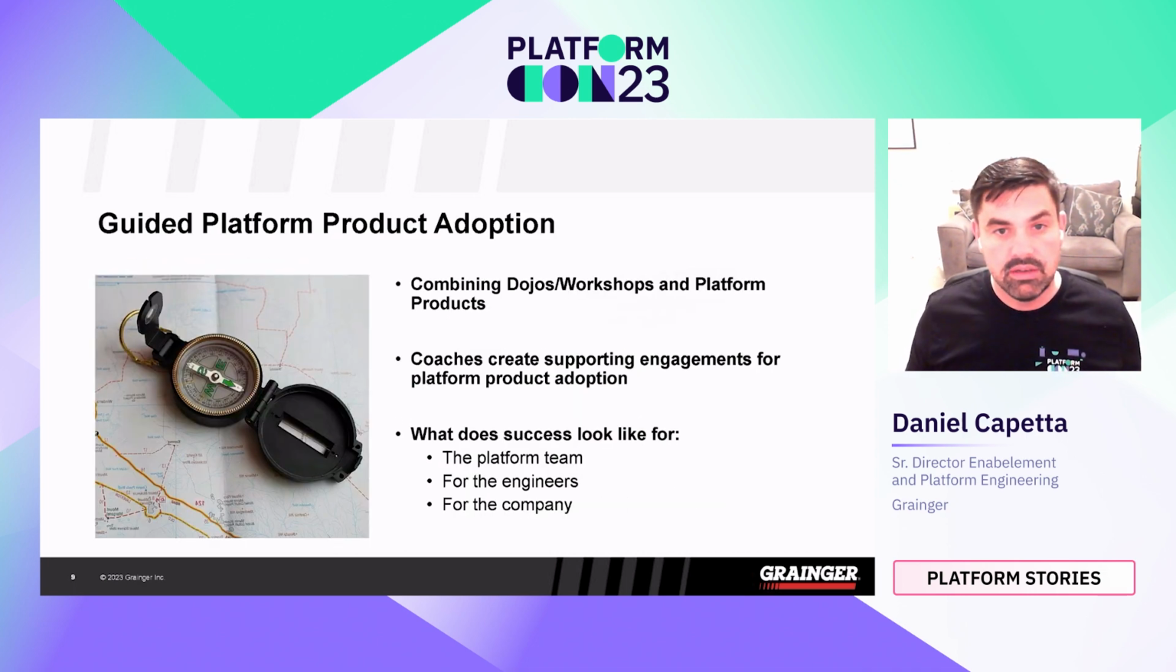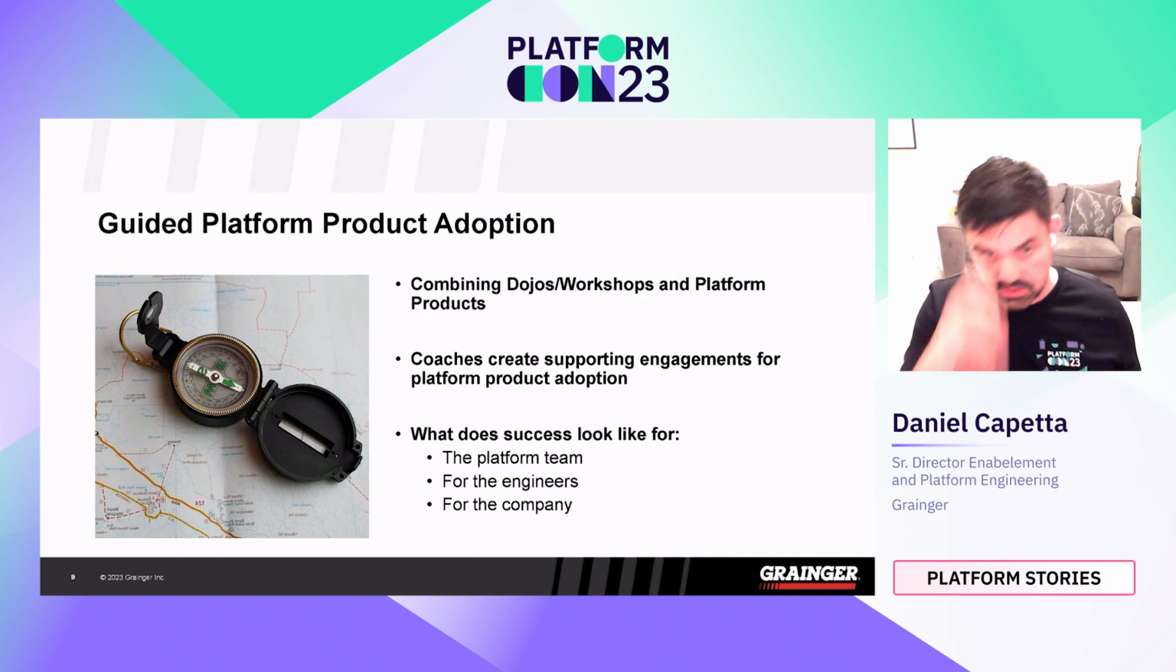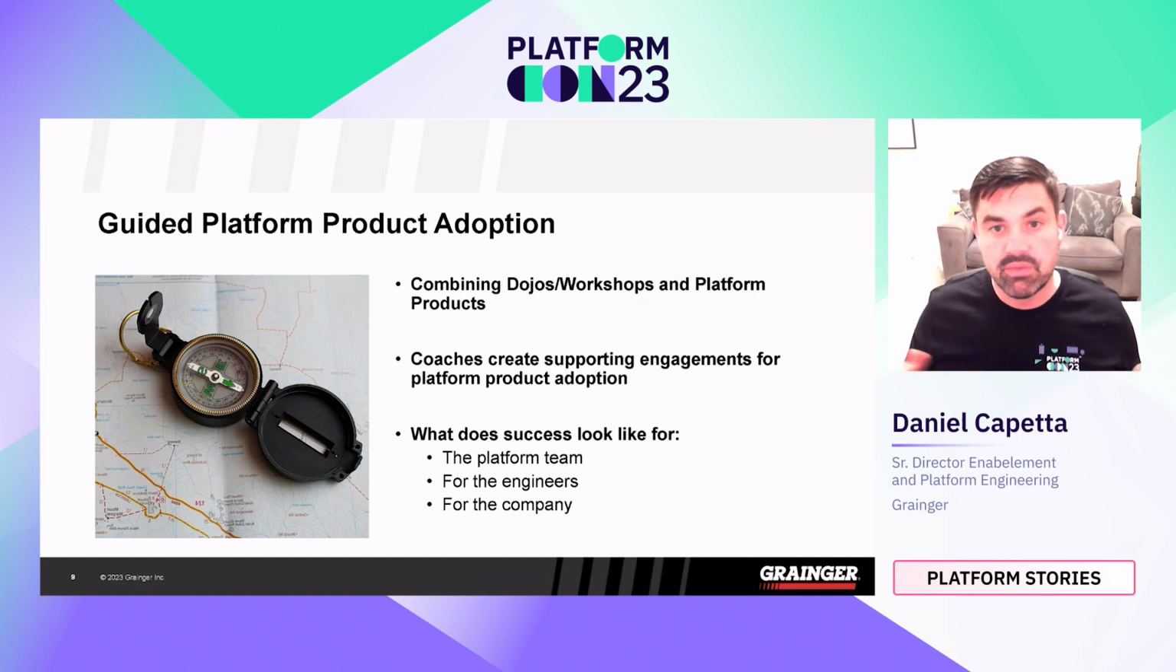One way that we pull this together is through guided platform product adoption. And what we mean by that is we want to take our dojos and workshop capabilities and combine them with new product offerings or evolving product offerings. The use of dojo coaches creates a supporting environment so that the engagements around platform product adoption are easier. We're not just throwing the teams at the tool and hoping that they figure it out.